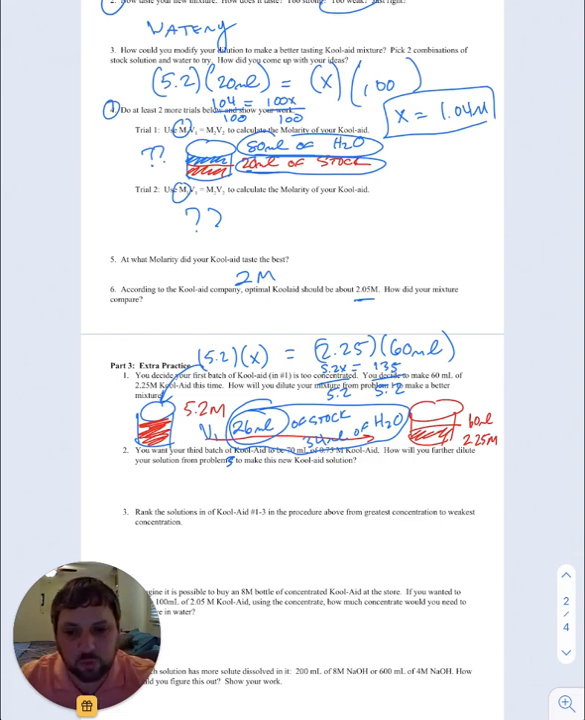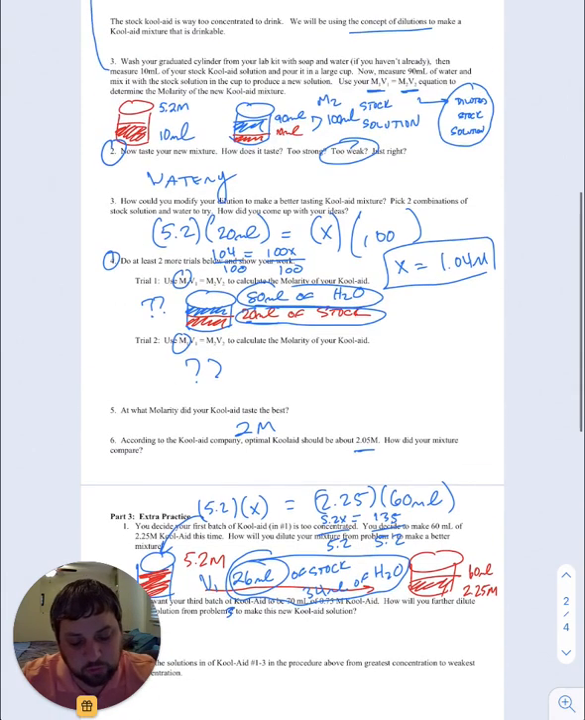So number 2 says you want to make your third batch of Kool-Aid to be 70 milliliters of 0.75 molar Kool-Aid. How would you further dilute your solution from problem number 2? In reality, this is a typo. It should be problem number 3 to make this new Kool-Aid solution.